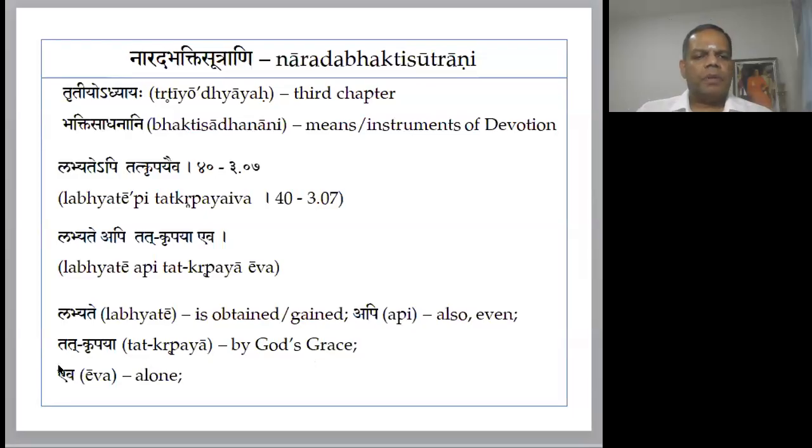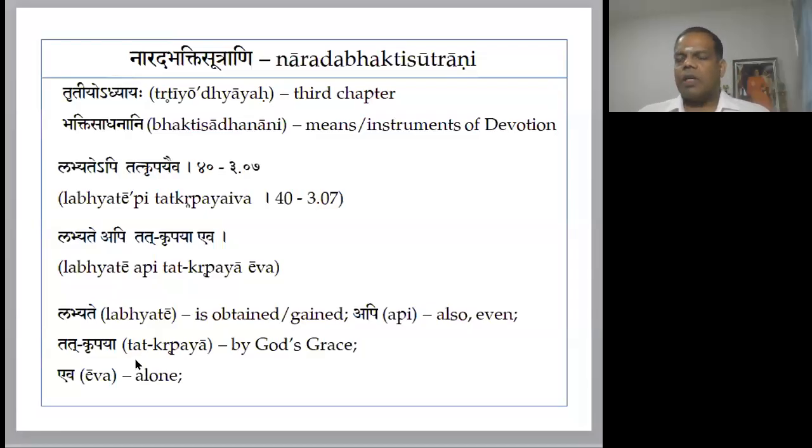Tat kripaya. Tat means that. I think we have already looked at that. That refers to God in the Vedantic parlance. Kripa means compassion, grace. Kripaya is the third noun form, or third vibhakti, of the simple noun kripa. So by God's grace, eva, alone.